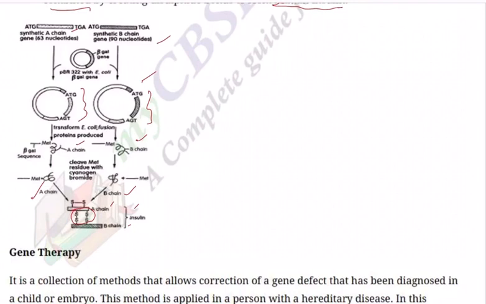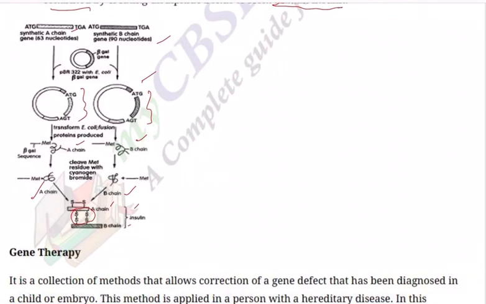Initially, E. coli, a good bacterium present in our small intestine, was used as the host for obvious reasons of ease in cloning. But yeast is fast becoming the host of choice for production of recombinant proteins.